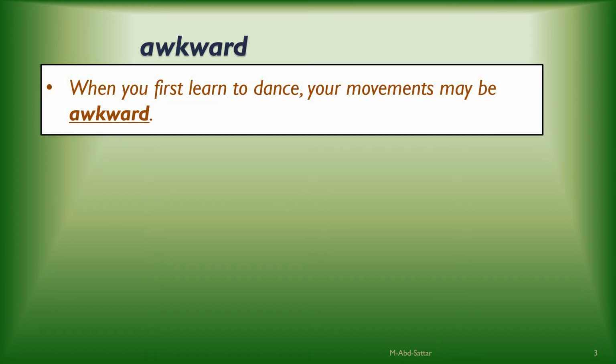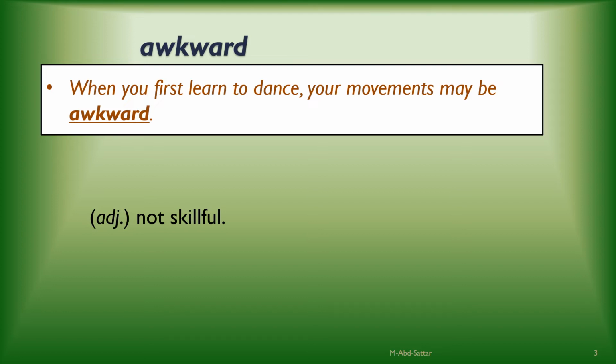The second word we have today is awkward. Example: when you first learn to do something like to dance or to play football or whatever, your movements may be awkward. Your movements may not be that perfect. So the word awkward here as an adjective means not skillful. Again, when you learn to do something from the very beginning, like learning to swim for the first time, your movements can be described as awkward because they are not skillful.